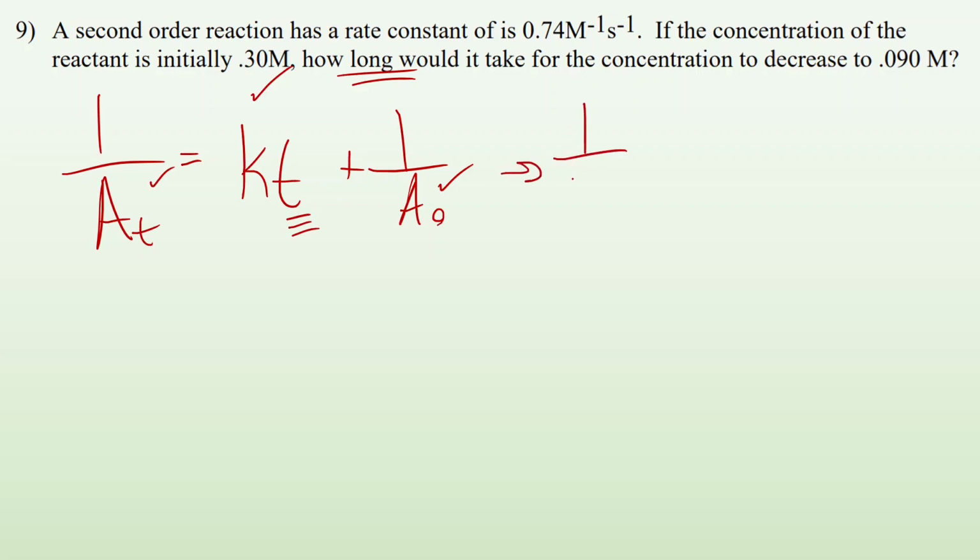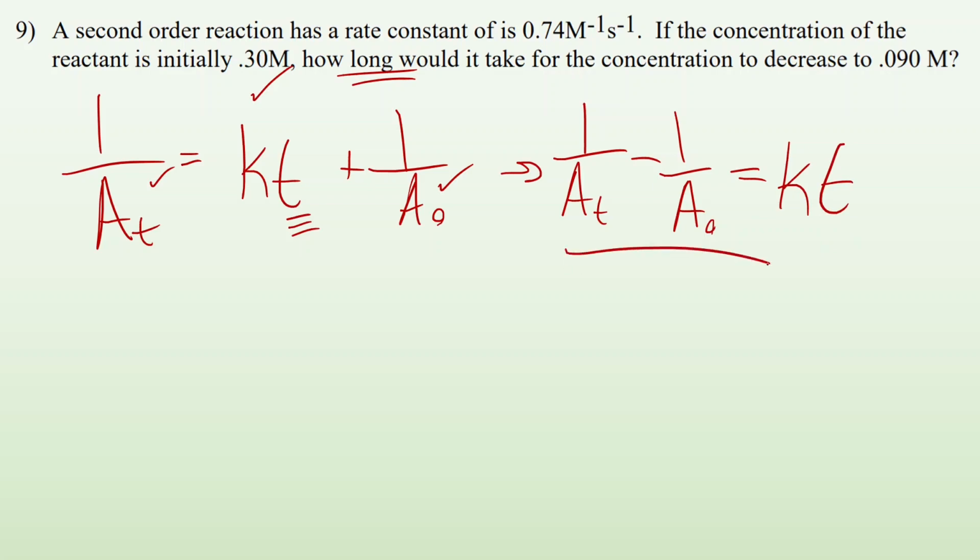Well, let me do a little rearrangement. I do 1 over At. Let me subtract 1 over A0 from each side. That's going to equal kt. And I'm trying to get t by itself. I don't know why I drew that t tiny. It's a tiny t. So divide each side by K. K cancels out, and there we go. We've got the equation for time.